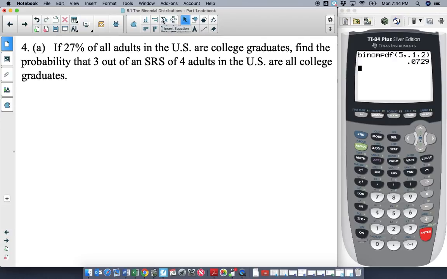So is this binomial? Yes, they are either a college graduate or they're not. The trials are independent. We're taking an SRS of 4 people out of all adults in the U.S., so definitely we can consider those trials independent. Probability of success is the same. It's 0.27. And is there a fixed number of trials? Yes, we're taking an SRS of 4 adults.